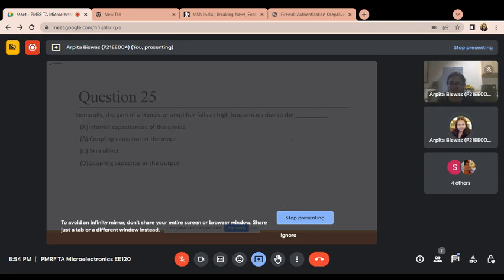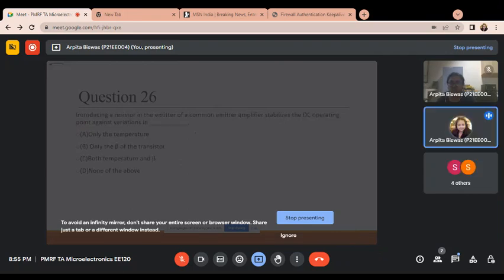So next question. Generally, the gain of a transistor amplifies for high frequencies due to the internal capacitances of the devices, coupling capacitance at the input, skin effect, or the coupling capacitor at the output. I think we already have solved this question. It is for internal capacity. Samuel, what is the right answer? Due to coupling capacitor at the output. No, the coupling capacitor will not play any role at high frequency. Internal capacity of the device. Yes. High frequencies, due to internal capacitance, madam. Yes, high frequencies.